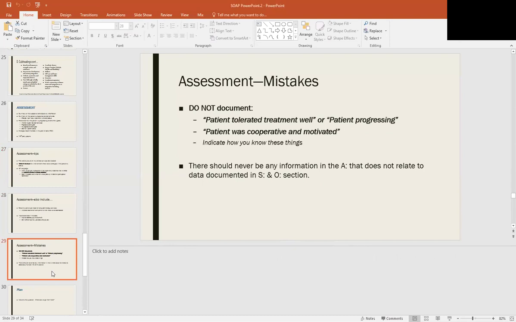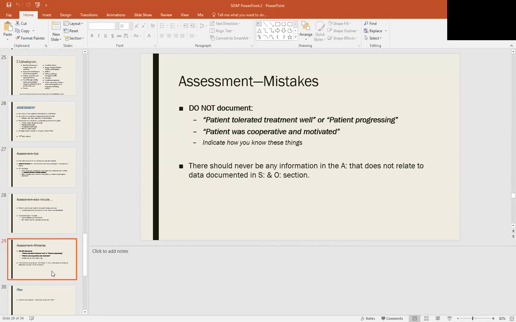All right, in your assessment, you do not want to write these things. So you see at the top, do not document patient tolerated treatment well, or patient progressing, or patient was cooperative and motivated. Okay, if you write those things and only those things, you will get a fail for that section of your SOAP note. So don't just write those. You want to indicate how you know these things, okay? I guarantee you're going to see these statements when you're out in the clinic, but I'm telling you they are not good statements, okay? They're not telling me any information about how the patient did in therapy and if they're making any progress towards their goals, okay?